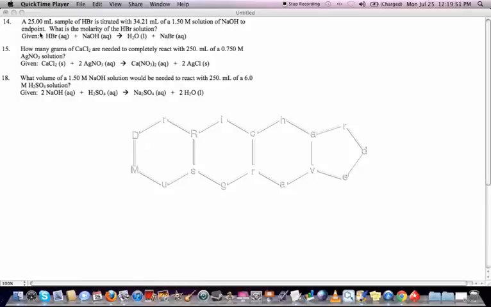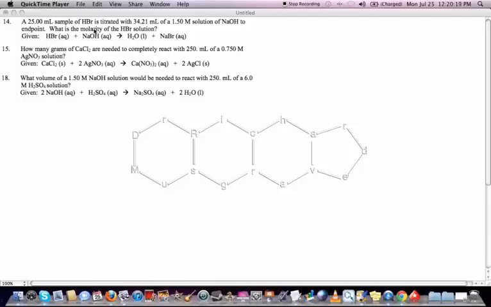Now, if we're talking about endpoint, that means we're going to add just enough HBr to react completely with the sodium hydroxide. So that will make the stoichiometry matter. So 1 mole is going to react with 1 mole. Now, I'm not going to say we're actually going to end up with 1 mole, but whatever number of moles react with NaOH, that's the same number of moles for HBr. So this is still going to work out for our purposes.